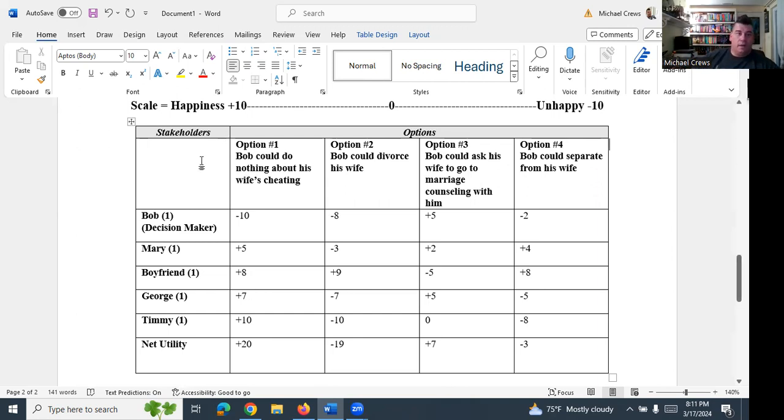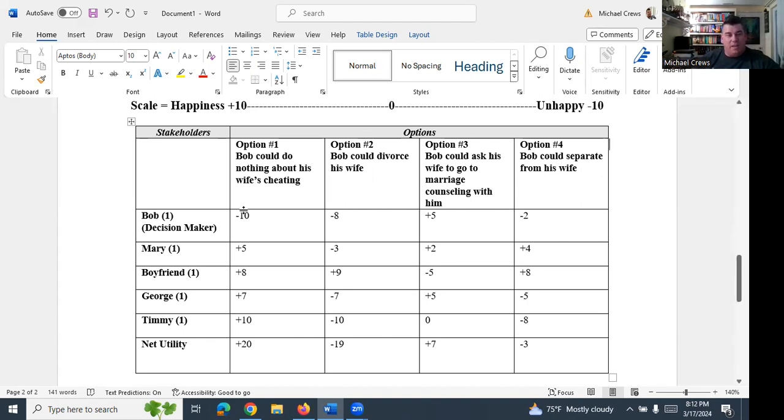So I think, okay, Bob could do nothing about his wife cheating. Well, that's probably the worst thing to happen to him. Now everybody wants to do these tens, fives, zeros. You got to remember, -10 is the absolute worst possible outcome. +10 is the absolute best outcome. They all can't be -10s and +10s. There's got to be some variation. 0 means that that person's not affected at all by that option. You can have the spectrum all the way through. Just think it through. Be logical about it.